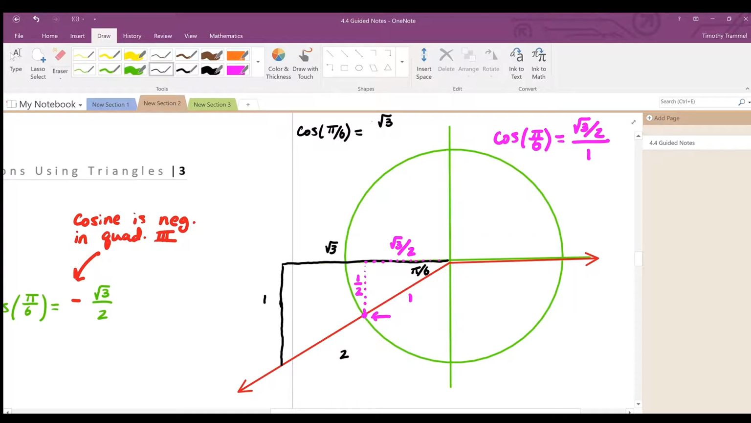I'll get the square root of 3, and then if I do over the hypotenuse, it's over 2. Okay. And it's because, again, similar triangles have the same ratio of sides. So even though it doesn't seem like we're actually using our unit circle anymore, we really are. Okay. Let's go ahead and try another one.